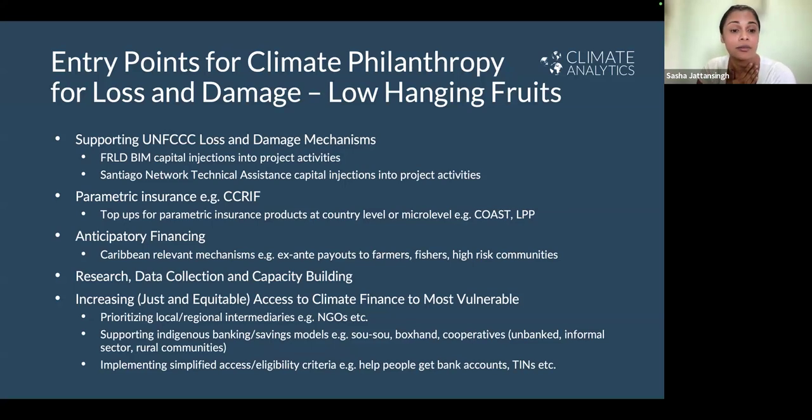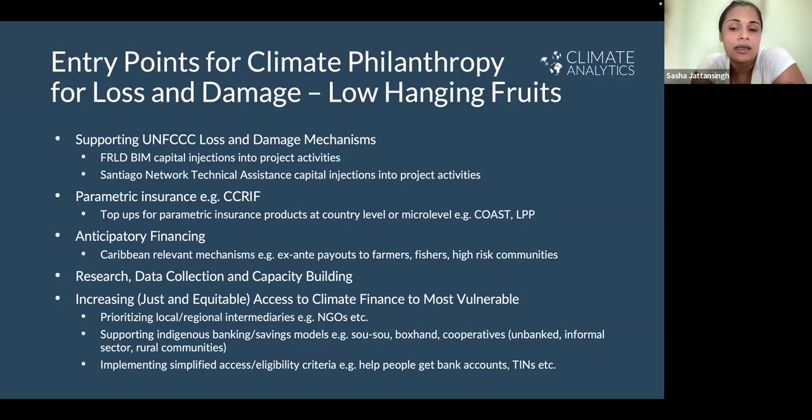Then also looking at parametric insurance. We have the CCRIF here in the region, and they offer a whole host of parametric insurance, from the country level to the sectoral level to, I would say, the individual level. One of the things we could look at is top-ups, so parametric products at the country level, maybe top-ups for flood policies and excess rainfall policies. That would help countries actually get increased payouts if there are any flood events and so on.